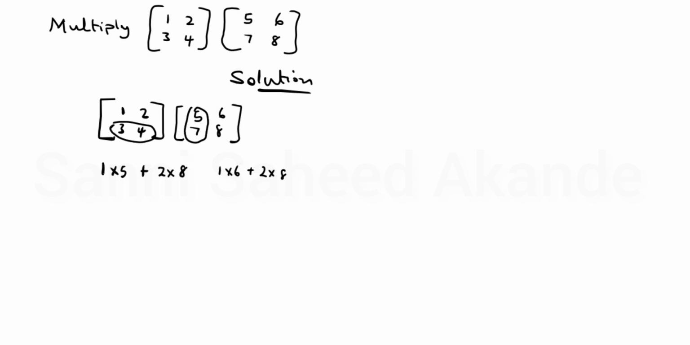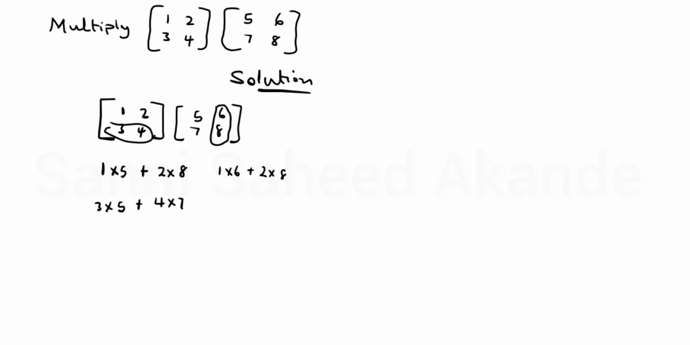Okay, so let's do that quickly, meaning that we are going to take this 3 to multiply this 5, and then we take this 4 to multiply this 7. So let's do that. So we now have 3 times 5 plus 4 times 7. Then we still take this second row, use it to multiply the second column here.